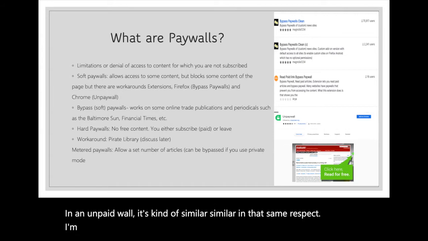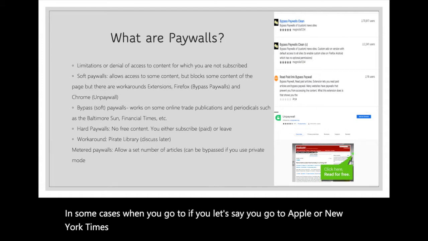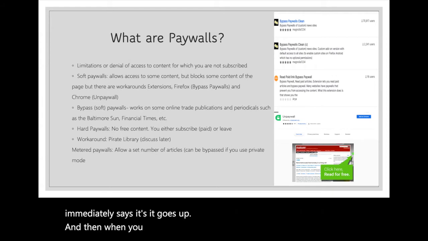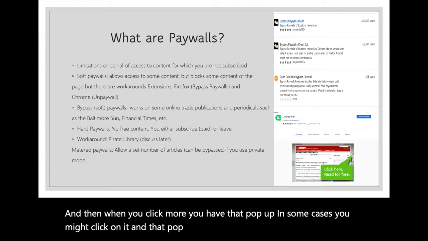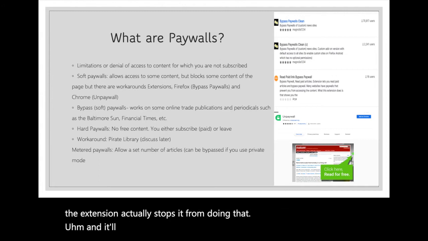So in some cases, let's say you go to Apple or the New York Times, and you try to access a particular article, and when you click more, you have that pop up. In some cases, you might click on it and that pop up might immediately come up. So the extension actually stops it from doing that, and it'll find that free article for you.